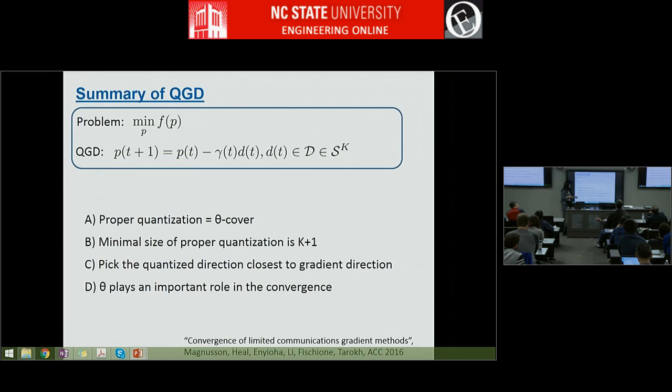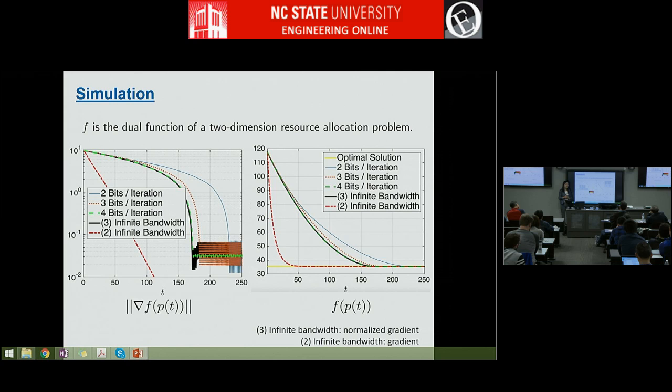And this is the simulation result. You can see how the quantization works. Surprisingly, this one is the gradient method without normalization, which converges at a linear convergence rate. And look at this one: this is using 2 bits to quantize the normalized gradient method. This is using 3 bits, and this is using 4 bits. And the black one is the simulation of the normalized gradient method without any quantization, just the normalized gradient method.